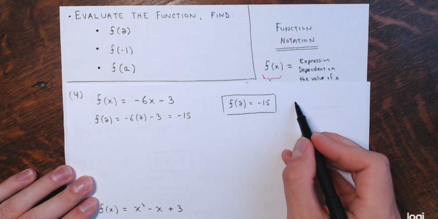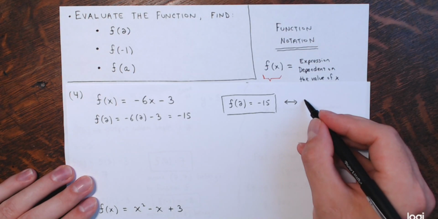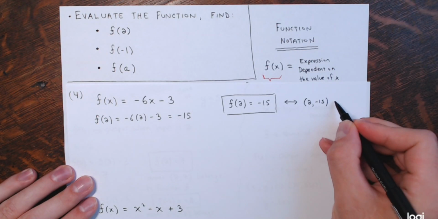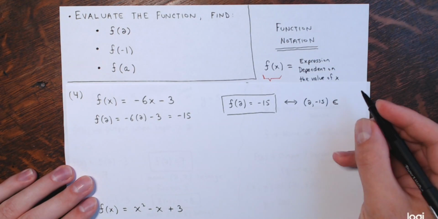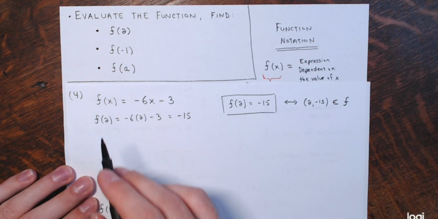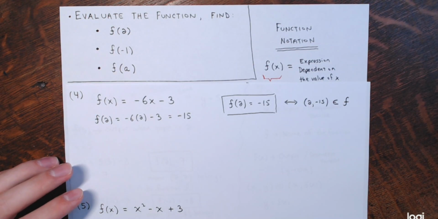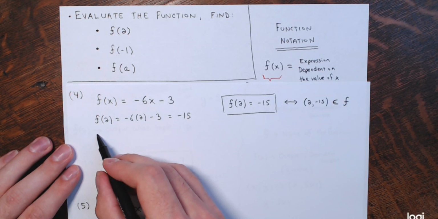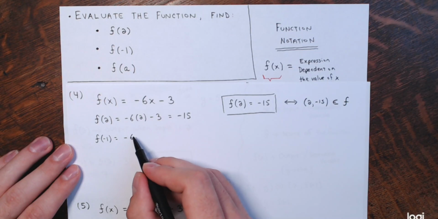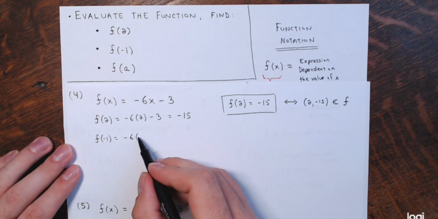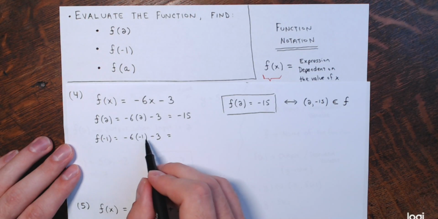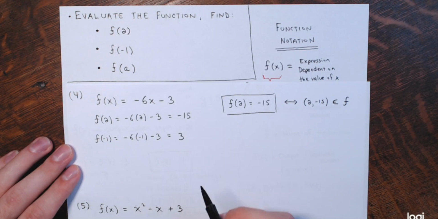And again, something that has an equivalent meaning is the ordered pair 2 comma negative 15 belongs to, right, the little sideways e symbol means belongs to, one more time, belongs to this function called f. The value of f at negative 1 would be negative 6 times, x is now negative 1, minus 3. That's positive 6 minus 3, which is positive 3.